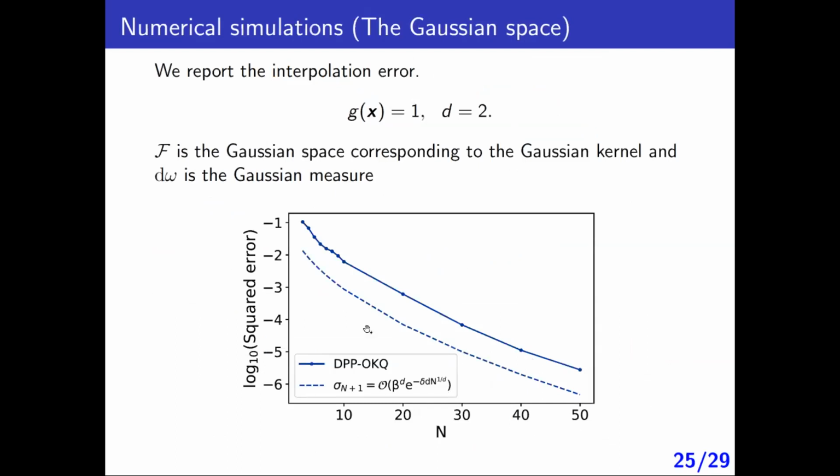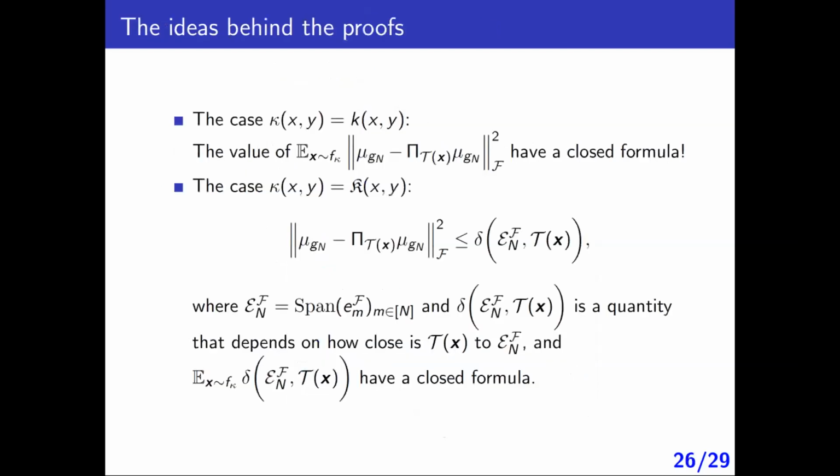Now I will show you the last result. The last simulation is for the Gaussian kernel and for the Gaussian measure, and you can see here the empirical result, the expected value of the interpolation error corresponding to the theoretical rate, that is sigma n plus 1. And now I will just give you some hints why this could work well.